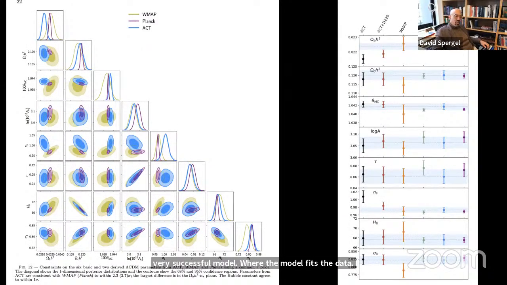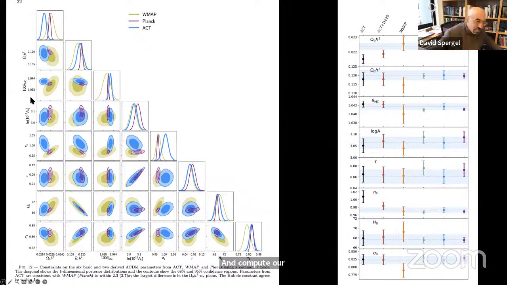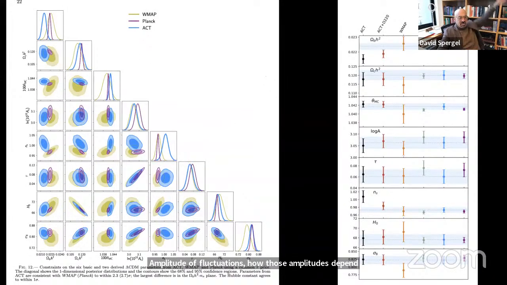So given that, what do we want to do next? Well, we want to compute the parameters. And this shows what happens when we go to those equations we talked about at the beginning of the lecture and compute our parameters. And you can see the basic parameters of the universe here. What's shown is the density of atoms, the amplitude of fluctuations, how those amplitudes depend on scale, how fast the universe is expanding, how lumpy it is.